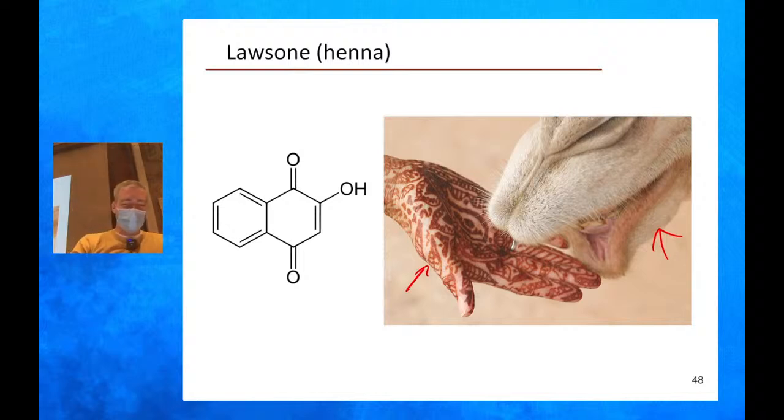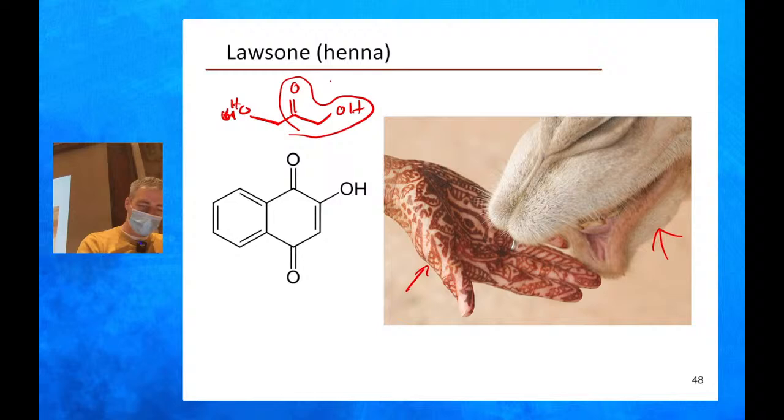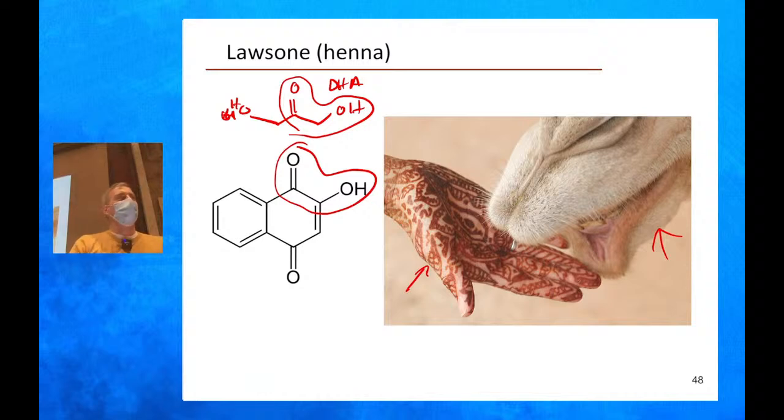this molecule is called lawsone, and it's the active molecule found in henna, and it's structurally related. I don't expect you to really look at these and know everything about these structures, but notice this part of DHA is the same as this part of this molecule. And so they interact similarly with your body. This one is just a lot darker, and I think maybe longer lasting, but both of them will fade over a matter of weeks because your skin is constantly regenerating itself. All right.